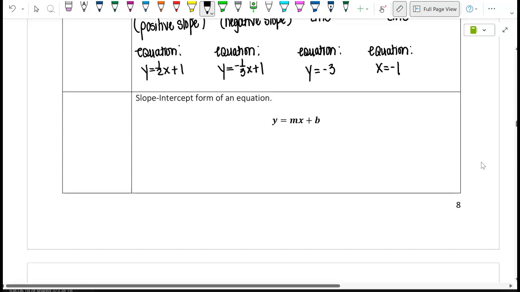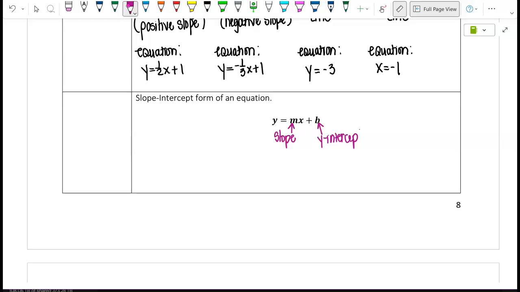All right, slope-intercept form of an equation. It's called the slope-intercept form because when we're in this form, y equals mx plus b, it is giving me those two pieces of information. It's giving me the slope and it's giving me the y-intercept. So when we have y equals mx plus b, m is telling me what my slope is. b is giving me my y-intercept.